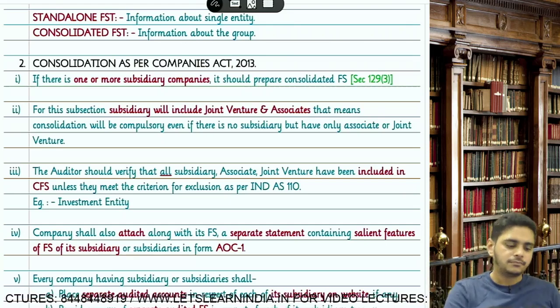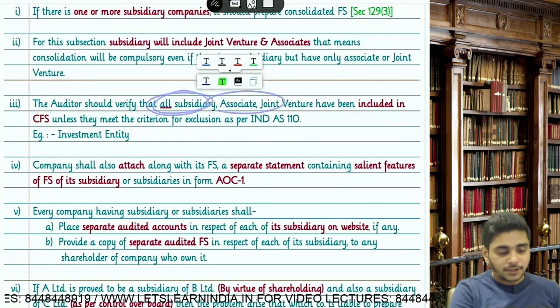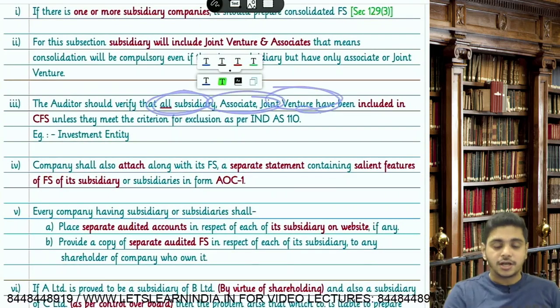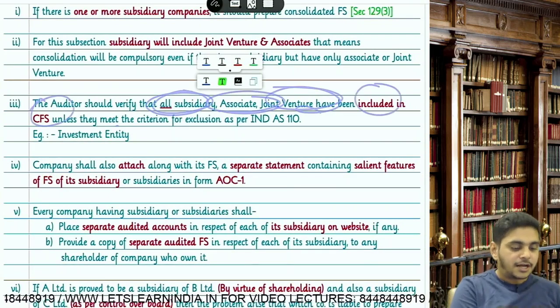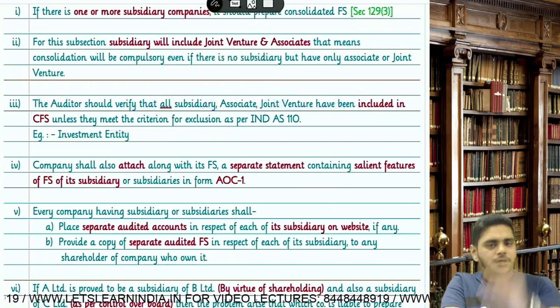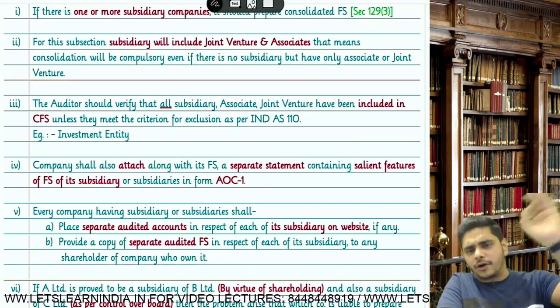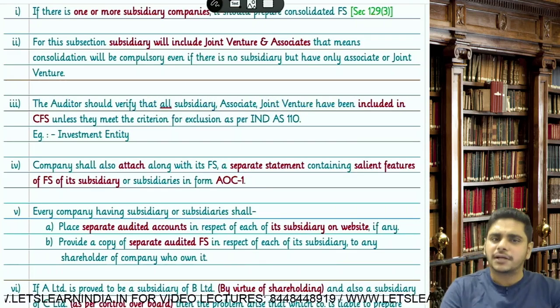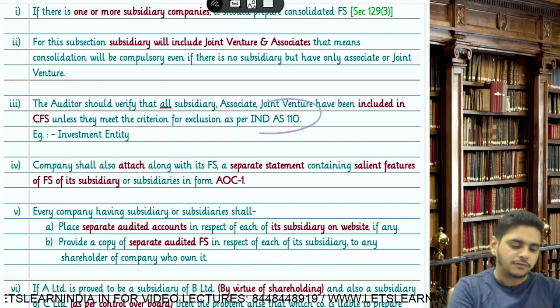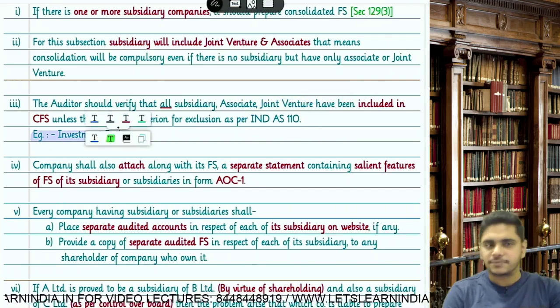The auditor shall verify that all subsidiaries, associates and joint ventures have been included in the CFS unless they meet a criteria for exclusion as per Ind AS 110. I'll be teaching you. Generally, as per section 129, you have to do conso, unless they meet a criteria for exclusion as per Ind AS 110. Ind AS exemption we will do later on. Example, that is investment entity. We do it later on.